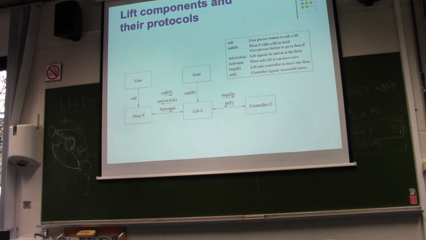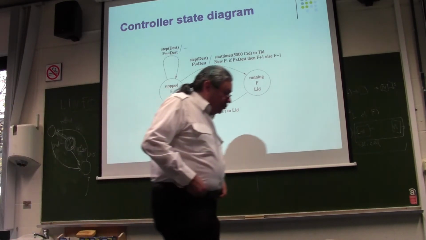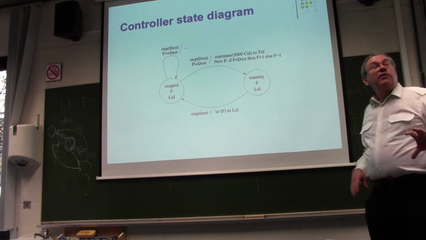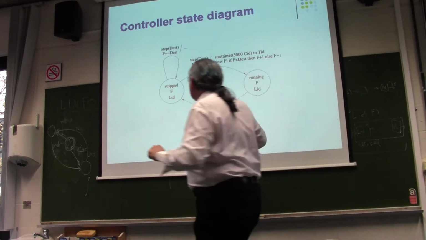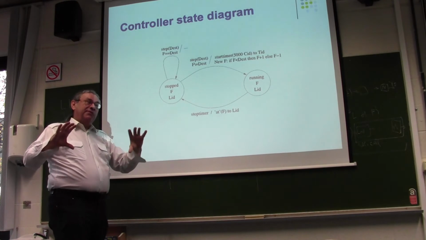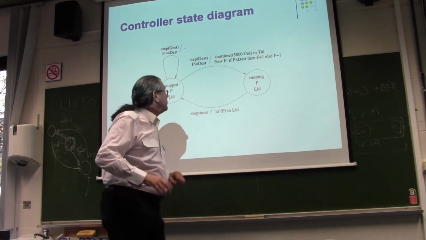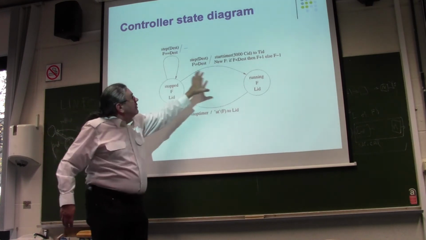But let me start with the simplest state diagram, just to get you into the way of thinking, which is the controller. The controller basically moves the motor up and down. So it has 2 states. It's either stopped, the lift is stopped, or it's running, so the lift is moving, up or down, okay? So we're going to model this.